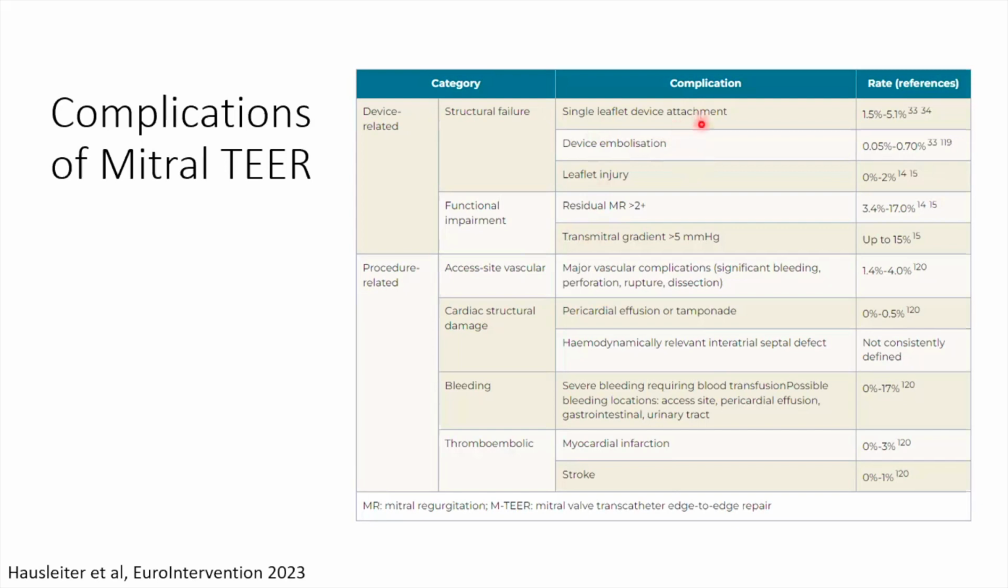One is single leaflet device attachment, which is actually the most common. It occurs about 1 to 5%. Device embolization is extremely rare, less than 1%, and it usually happens during the procedure and is recognized immediately by the operators. So post-procedurally we are unlikely to see device embolization, although it could happen. And then leaflet injury, whether that's leaflet tear or perforation.